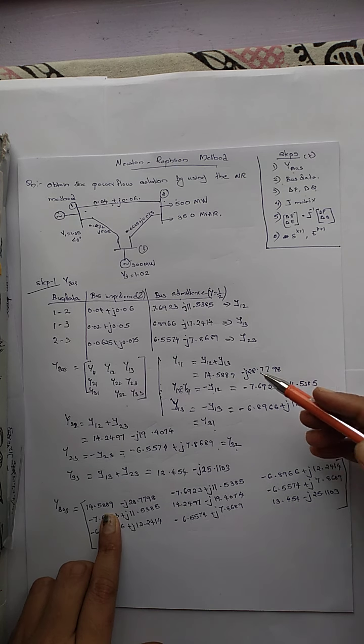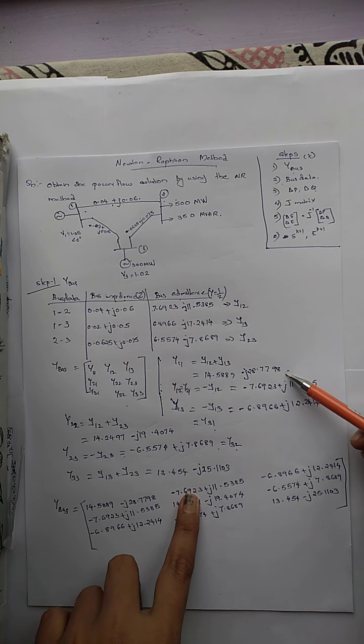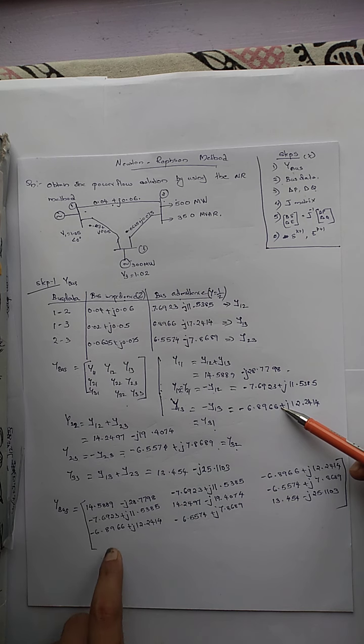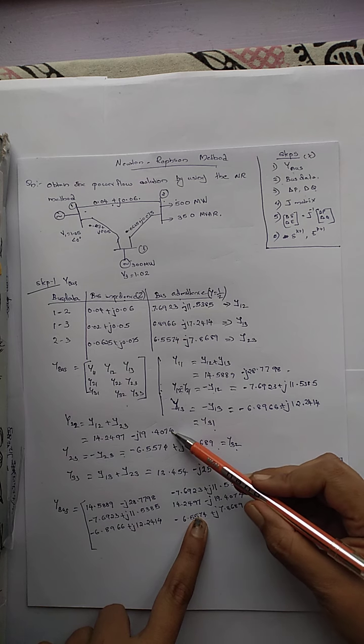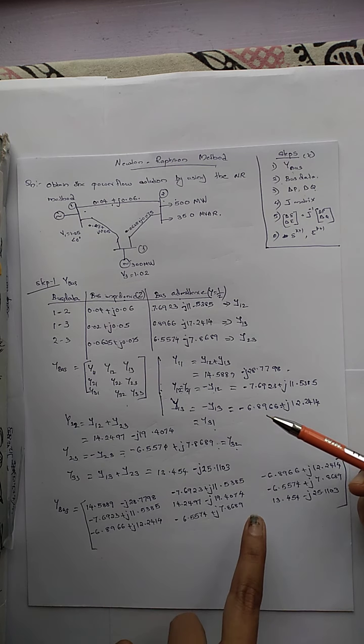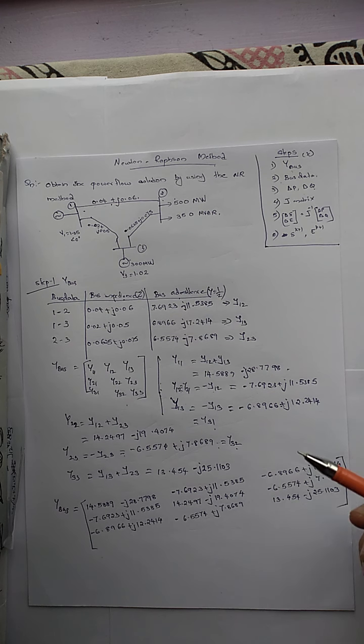So y11 value, y12 value, y12 and y21 are the same, y13 value, then y22 value, then y23 value, y23 and y32 are the same, and then y33 value. So till now the thing was same as that of our Gauss-Seidel method. Now in Newton-Raphson method we also have to convert this y bus into its polar form. So I am converting y bus into polar form.